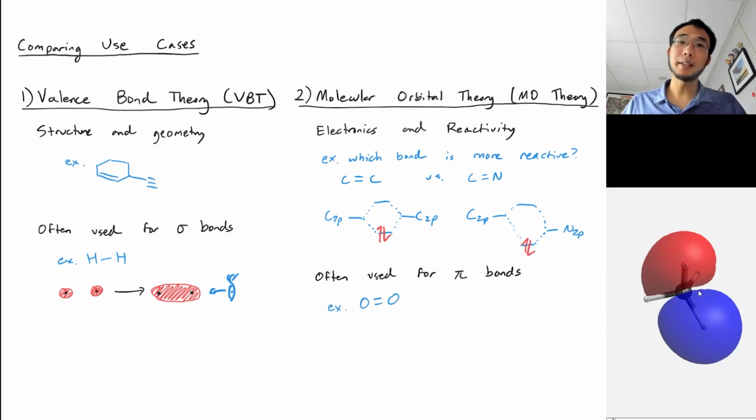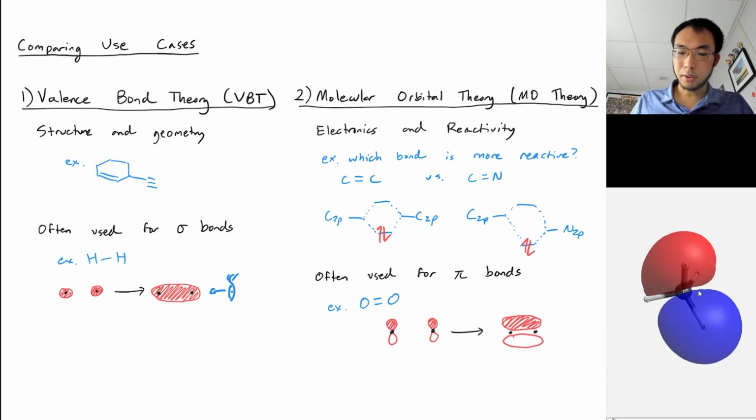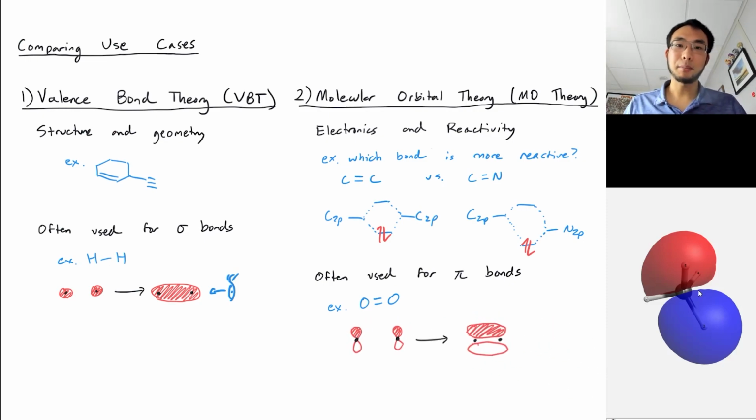And then on the other hand, molecular orbital theory tends to be very useful for pi bonds. We'll talk more about this in the delocalization video. But just to review what a pi bond is, just in case, a pi bond is when you get side-by-side overlap of atomic orbitals in a way that creates a planar node halfway down here, so that the top half is a mirror image of the bottom half.